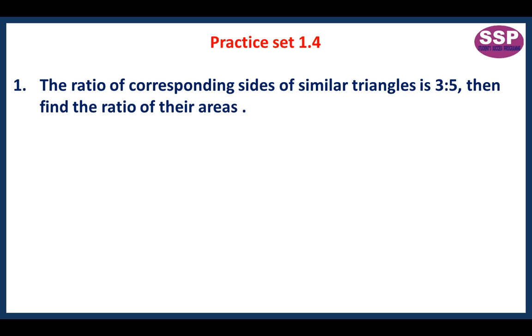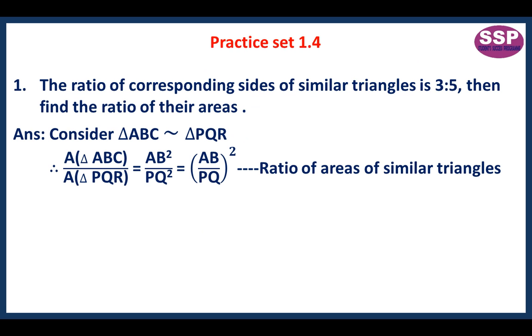Now practice set 1.4. First problem. The ratio of corresponding sides of similar triangles is 3:5. Then find the ratio of their areas. Solution. Consider triangle ABC similar triangle PQR. Therefore, area of triangle ABC upon area of triangle PQR equal to AB square upon PQ square, that means AB upon PQ whole square, ratio of areas of similar triangles. That is equal to 3 upon 5 whole square. Therefore, area of triangle ABC upon area of triangle PQR equal to 9 upon 25. Okay.